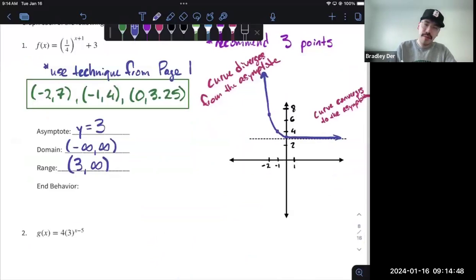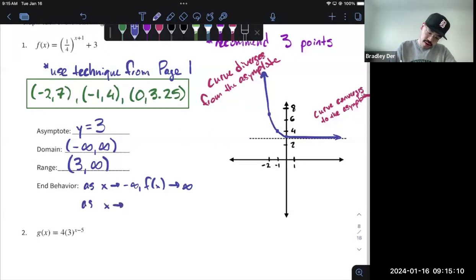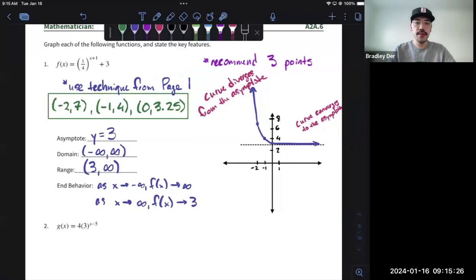And then in terms of end behavior, it's been a minute since we wrote end behavior, isn't it? But hopefully it comes back to you. As x approaches negative infinity, f of x approaches infinity, right? Because as x approaches negative infinity, moves to the left, the curve has increasing y values. And then as x approaches infinity, f of x approaches 3, right? As x approaches infinity, the curve gets closer and closer to 3. All right, so that'd be your end behavior. So there you go. That's one problem.